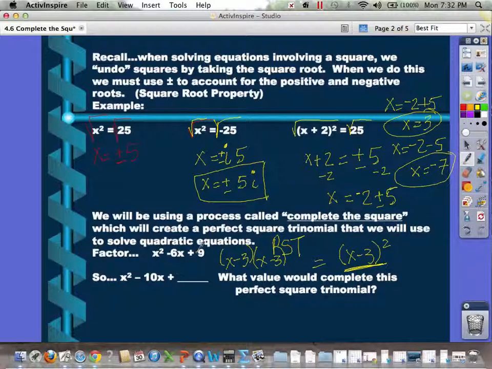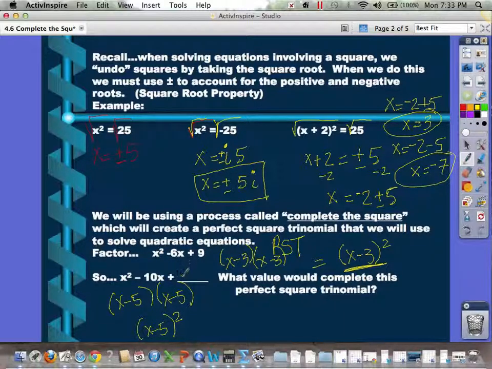So when we're doing complete the square, we're trying to make a perfect square trinomial. So what value would complete this particular problem? x squared minus 10x plus something will make a perfect square trinomial. What do you think you would do? What do you think we did here? We had a negative 6 and we had negative 3 and negative 3. So what do you think we'll have here? We'll probably end up with a minus 5. So I'm thinking x minus 5, x minus 5, which would make x minus 5 squared.